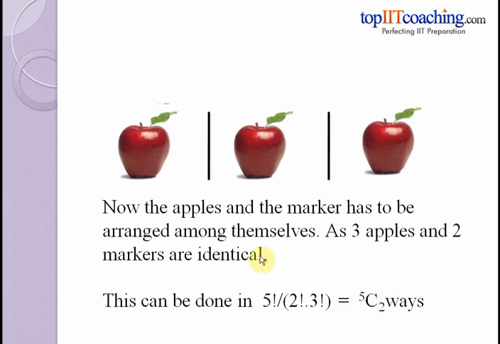So we have seen from the two cases that the number of markers that we have to insert is equal to r minus 1, so that the total number of objects becomes n plus r minus 1.